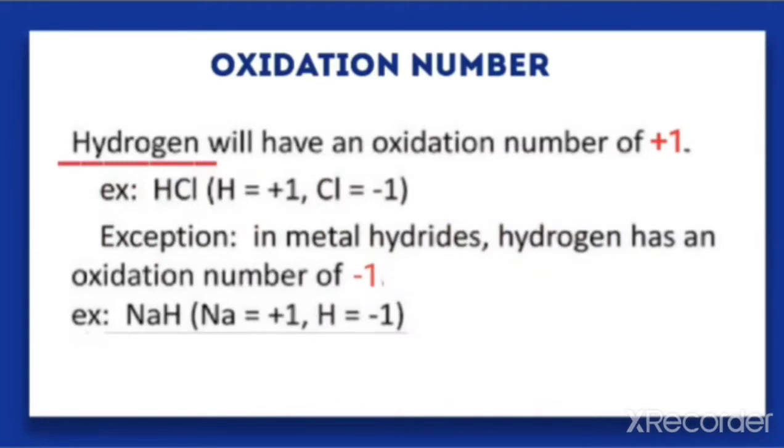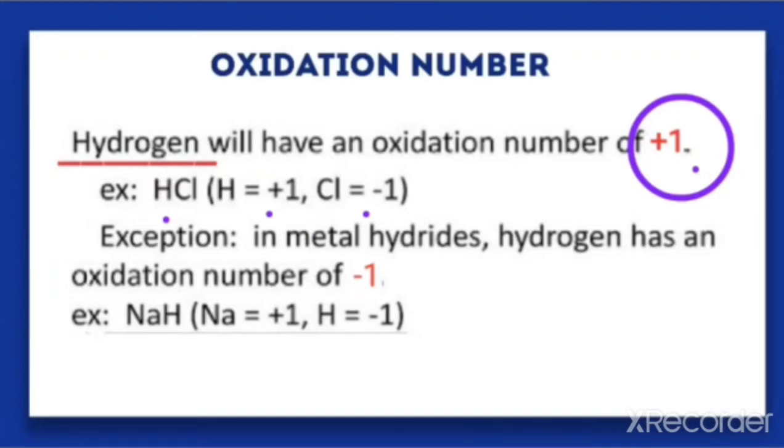Next rule says that for hydrogen, usually the oxidation number is +1. +1 is the very common oxidation number for hydrogen. In the case of HCl, what is the oxidation number of H? That is +1. And the oxidation number for Cl is -1. That we have already discussed.